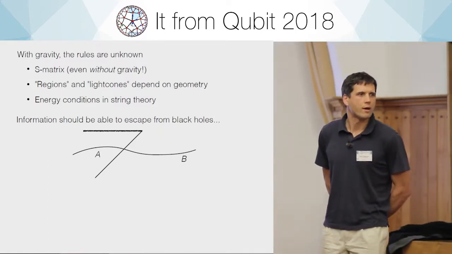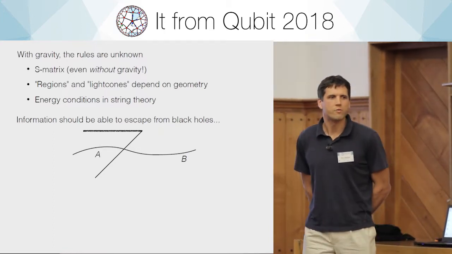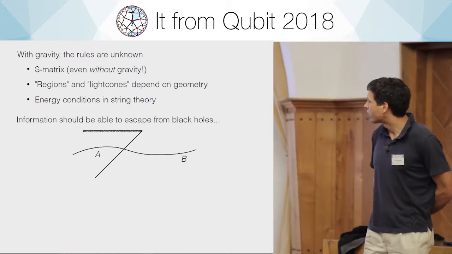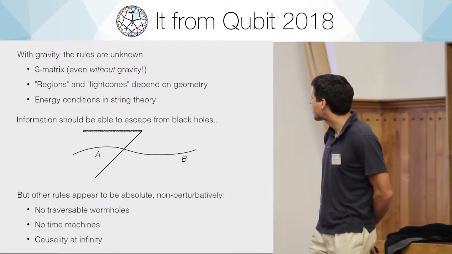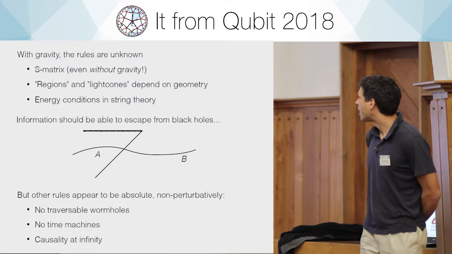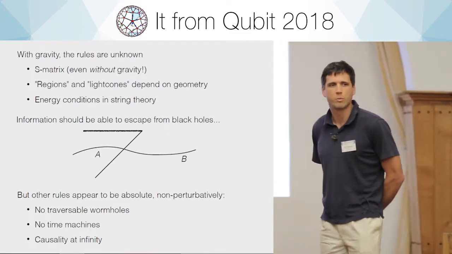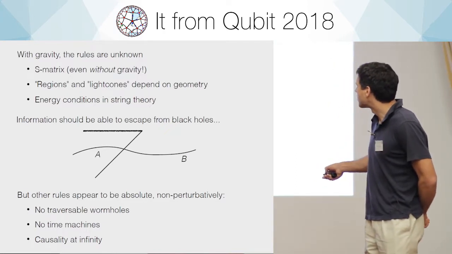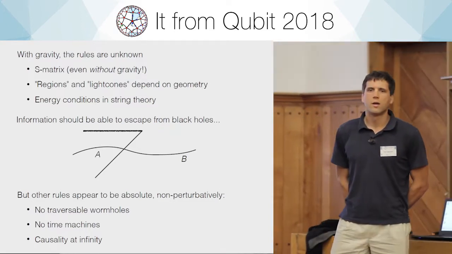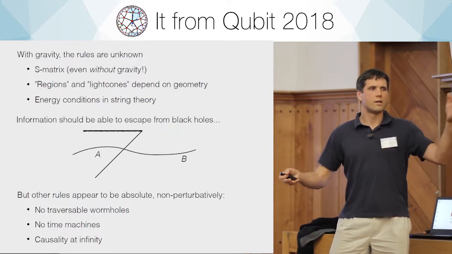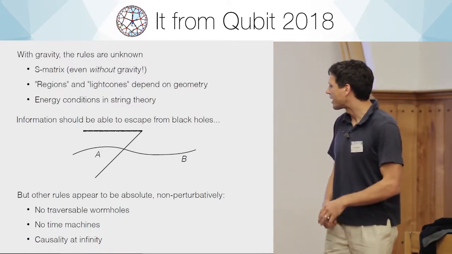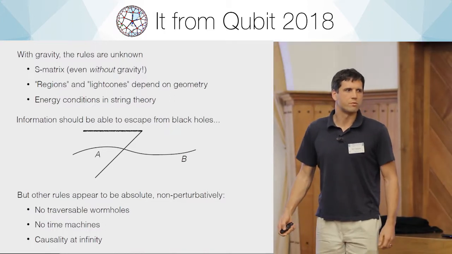Because we can't throw out locality and causality completely, but on the other hand, we need to allow information to escape from black holes, which is in some sense violating causality according to the usual pictures we draw of a black hole. But we can't just throw away everything. There are other rules that seem to be absolute rules that you can't violate, even non-perturbatively. The statement that there are no traversable wormholes seems to be required, no CTCs, and in particular, causality at infinity. So if you send a signal from infinity, it lands back at infinity. That seems to be a condition that you can't violate, even non-perturbatively.